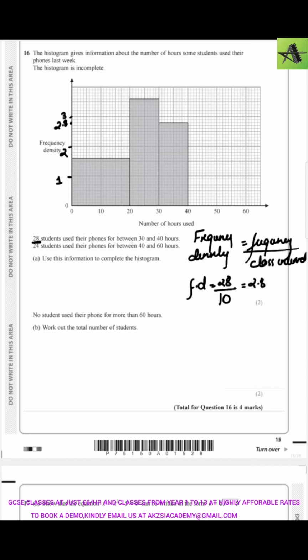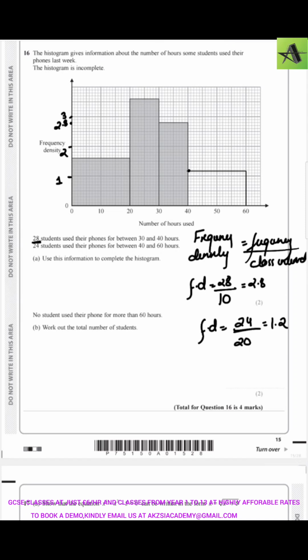I have to complete the next one, 40 to 60. It says 24 students used their phones for between 40 to 60. Again, I have to calculate the frequency density for 40 to 60. So the frequency is 24, and the class interval is 60 minus 40, which is 20. That's 1.2. 1.2 is here. So I have to draw a line from 40 to 60 like this. So this is how I have completed it.